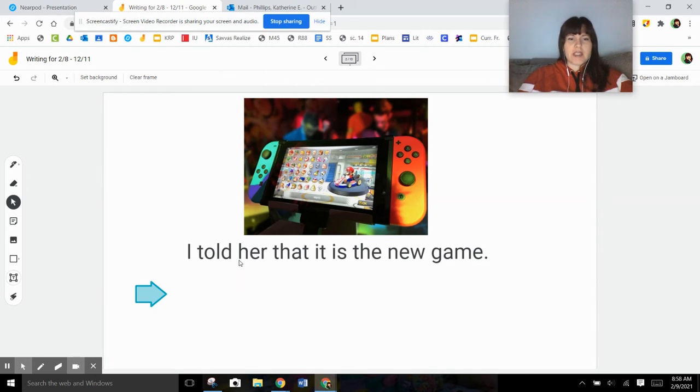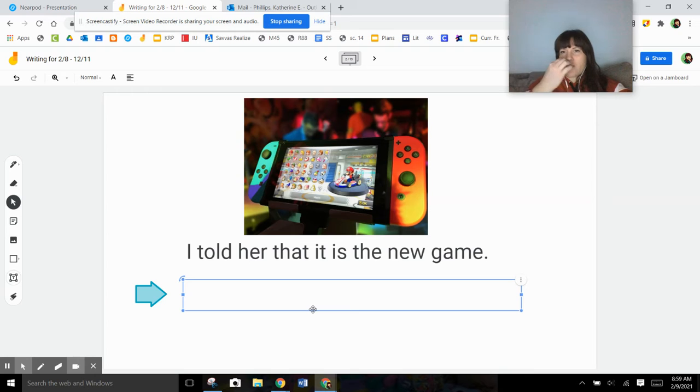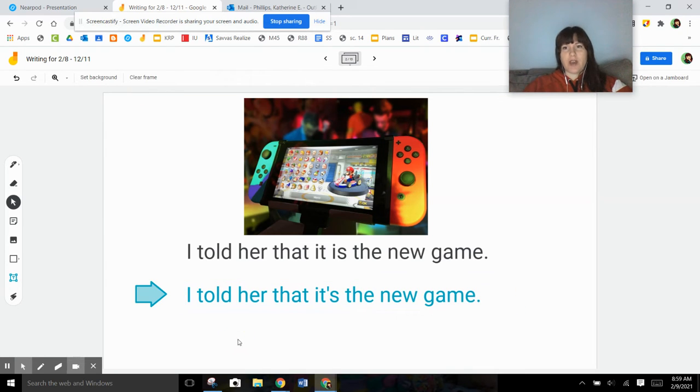So here's a sentence. I told her that it is a new game. You can take that sentence and make it sound more like you're actually talking to the person. So I told her that it is a new game is not really how you would talk to your friends when you're talking about your Nintendo Switch. So you would really say your sentence more like this. I told her that it's the new game. That's how you would talk to your friends. That's how you talk to most of your family members.